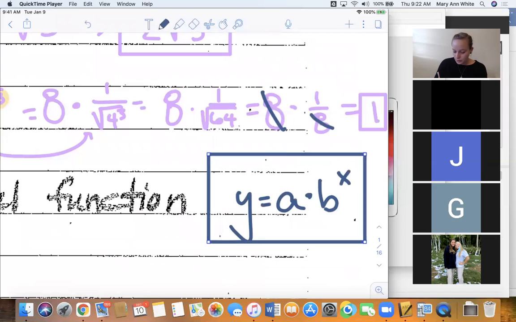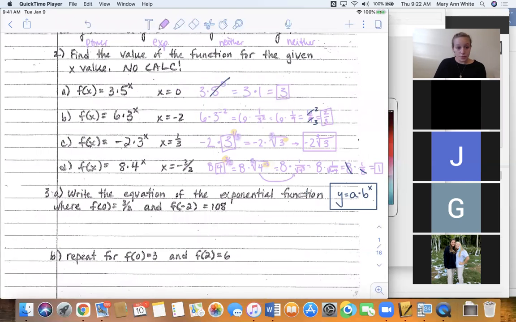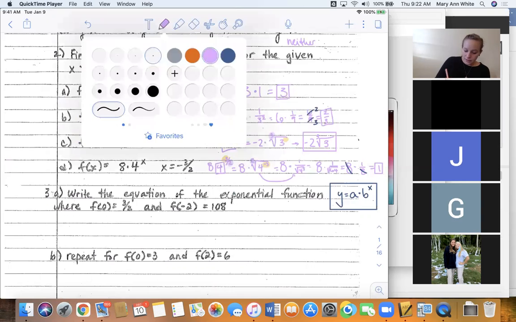Just like when we did quadratics, we did y equals a(x minus h) squared plus k. Those are just general forms we use. If you hate using the dot like I am using right here, you can do little parentheses if that makes you happier. Go for it. So I have two points, and I'm going to use the first point to find a, and then I'm going to use the second point and a to find b.